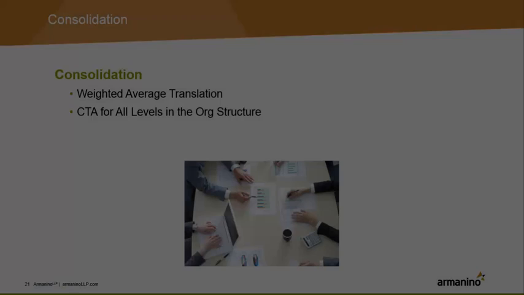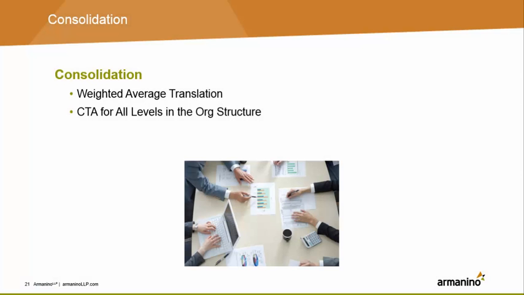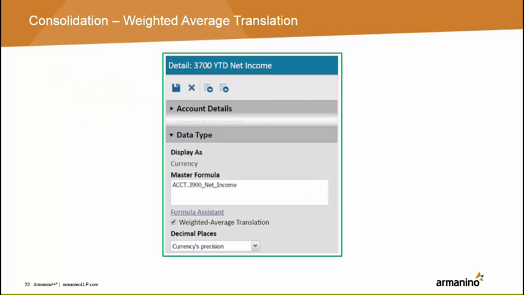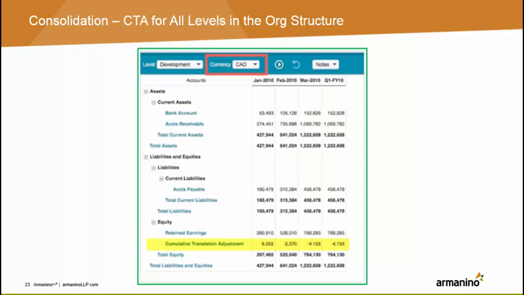The Consolidation module has seen enhancements in relation to weighted average transactions as well as currency translation adjustments. The weighted average currency translation gives you the ability to translate a value using a weighted average method for your GL or custom accounts. Used with the master formulas, this feature lets you better translate balance sheet accounts. Before this release, cumulative translation adjustments were only available at roll-up levels. You can now calculate CTA at all levels.